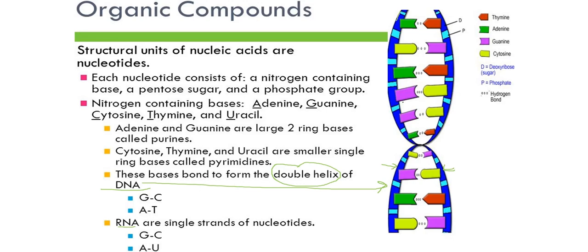So this is one strand. Let me change to red. One strand here. And if we move to light green, for example, this is the second strand. Two strands of nucleotides. And here we will see that each nucleotide contains a nitrogen-containing base, which we already talked about, a pentose sugar, and a phosphate group. And the nitrogen-containing bases, we already showed here the different types of them: adenine, guanine, cytosine, thymine, and uracil.